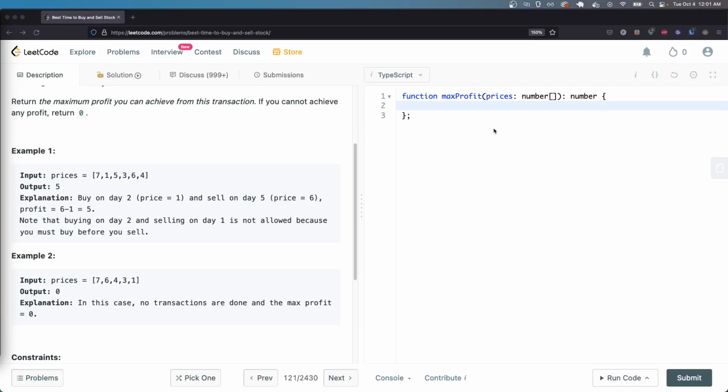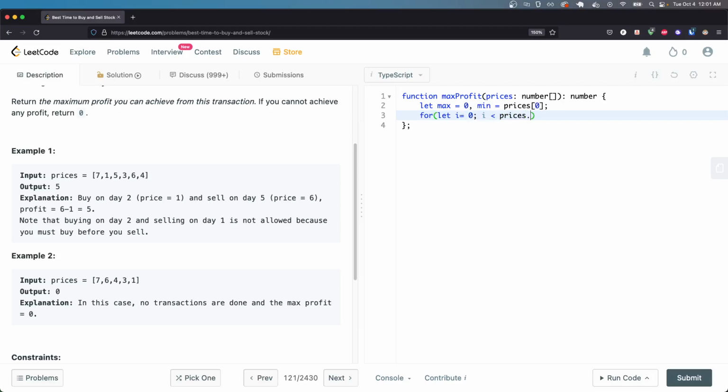All right, so just as I drew in the iPad, we're gonna try to replicate our algorithm. So what we're going to do is the following. I'm gonna set max equal to 0, and then I'm gonna set minimum equal to prices[0]. Now, we can do two things. We can do let i = 0; while i < prices.length; i++, or I really don't mind to do let price of prices.